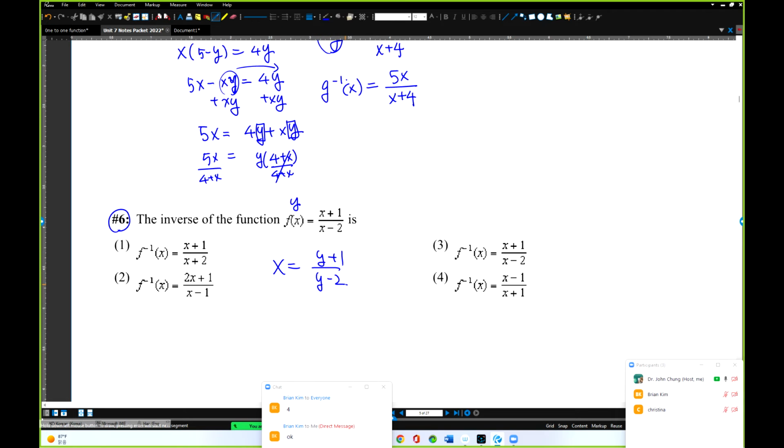Okay, express y in terms of x. That's the inverse. Okay, try this one. Okay, we work together, okay? We don't have enough time.